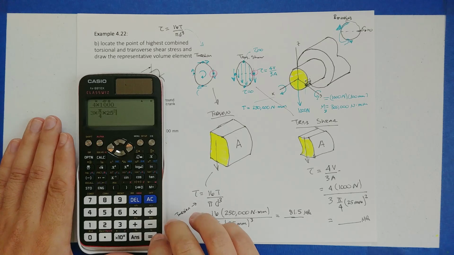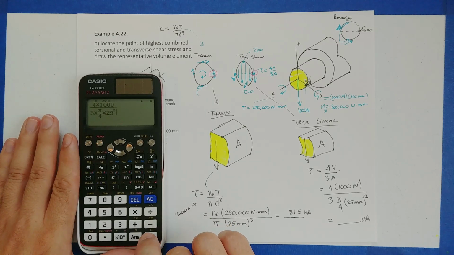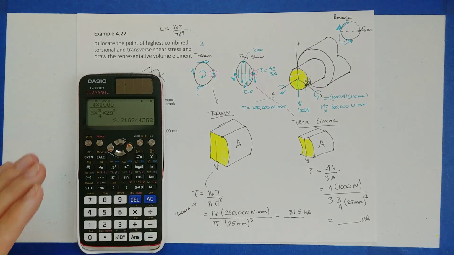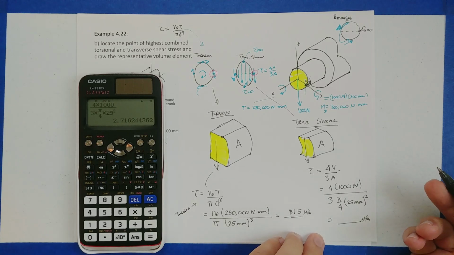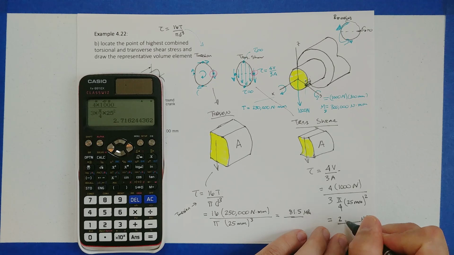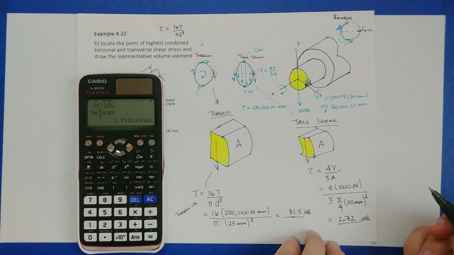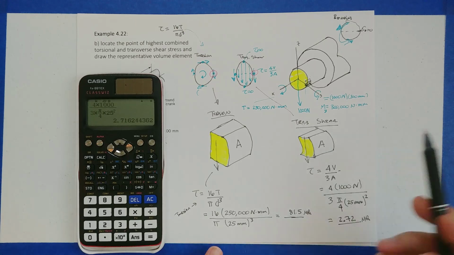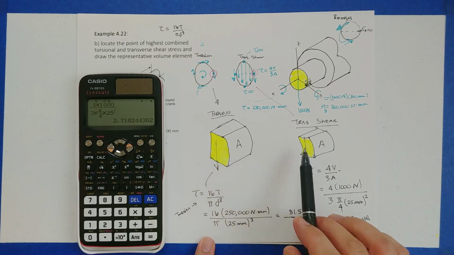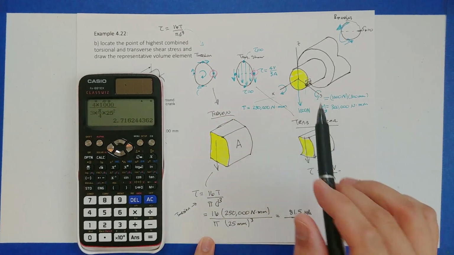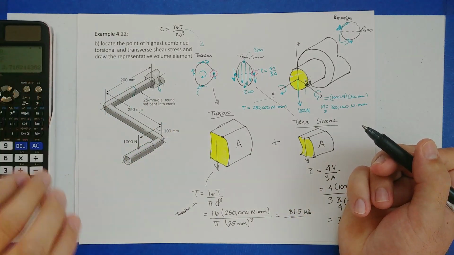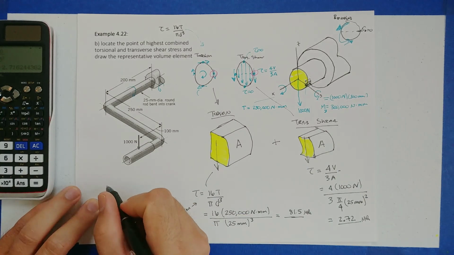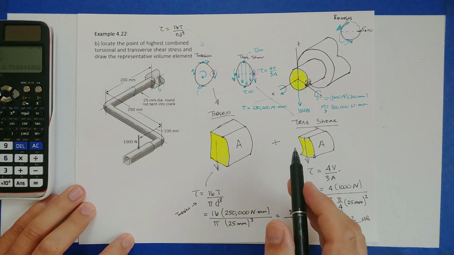It's going to be a very low value. The transverse shear stresses are always very small. Look, 2.72 megapascals. In any case, the direction of the two are the same, right? That's why we picked this point already. So these are going to combine. And so the final stress element is going to look something like this. We're going to add these two together.